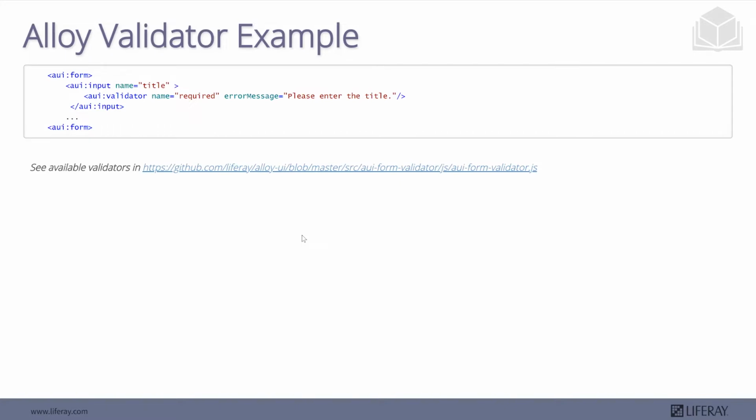Within the input field, using our Alloy UI tag library, we can have the validator tag say this field is required, and if someone tries to tab away or click it and then click something else without filling it out, it'll display the error message, please enter the title. For more info about the validator, we do have the link there. There are many other tags that you can use, not just required. You can say this must be email format or phone number format, and so on.